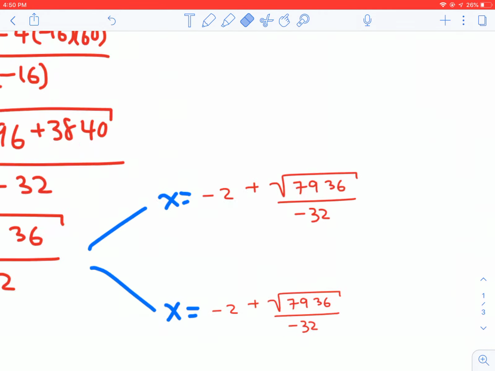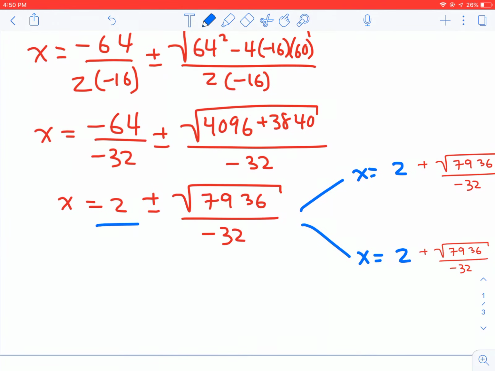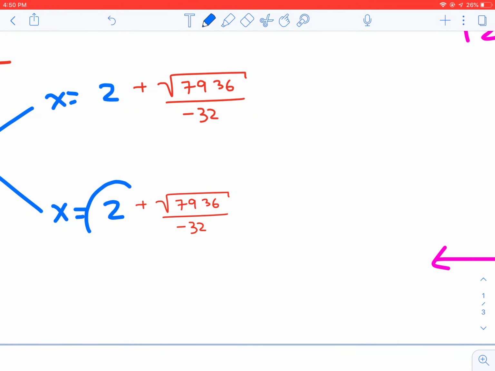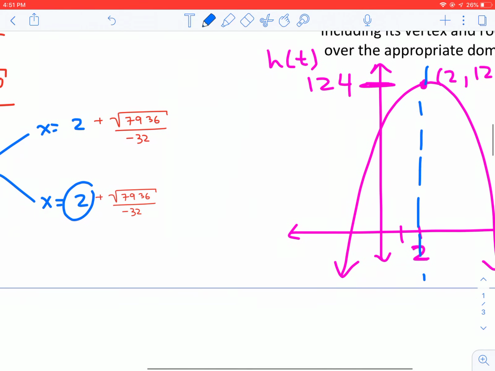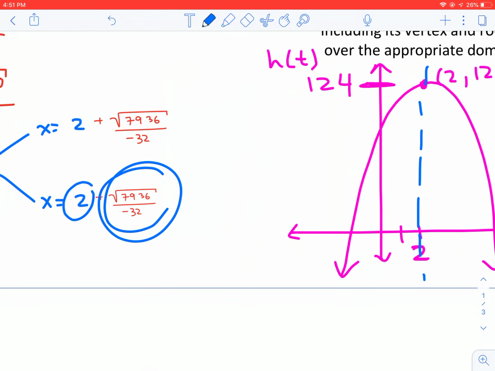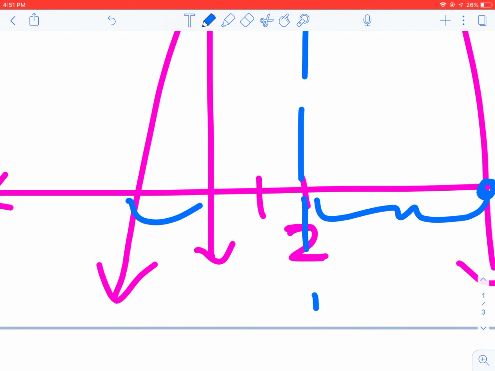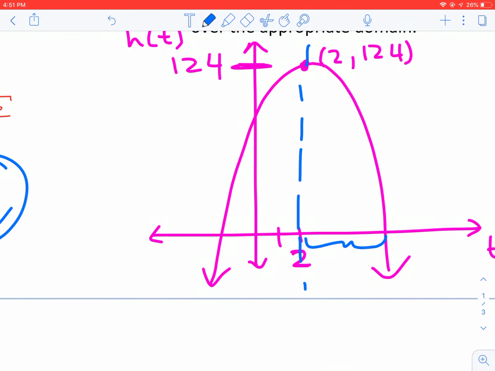And why do I have a negative? It should be positive 2, right? Yeah, that was a positive 2. So, again, this 2 here, that was our axis of symmetry, right? This crazy guy, the square root of 7936 divided by negative 32, that's the distance to get to our two zeros, because we're just adding and subtracting that from 2, which is pretty cool.